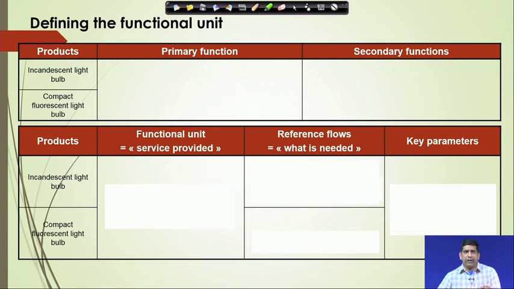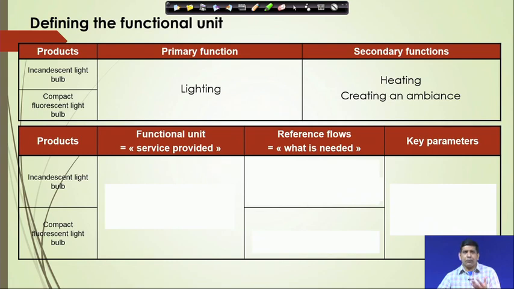But if you are looking at these two types of bulb, and we are trying to compare incandescent bulb versus CFL bulb, for both these bulbs, the primary function is what? It is to provide the light. That is the primary function. Now, the secondary function is of course heating and creating an ambience, which we talked about. That is the secondary function, but the primary function is to provide light.